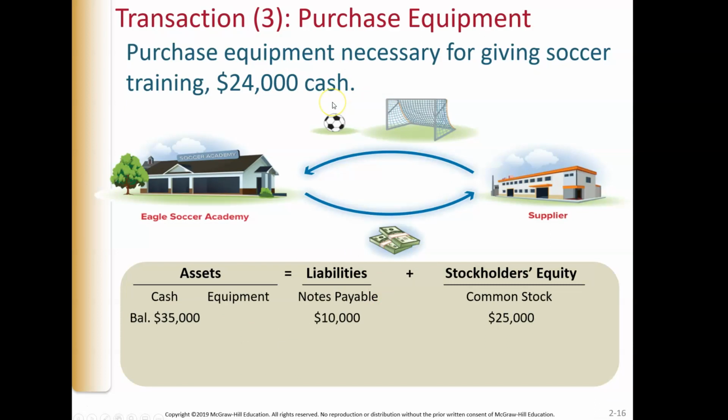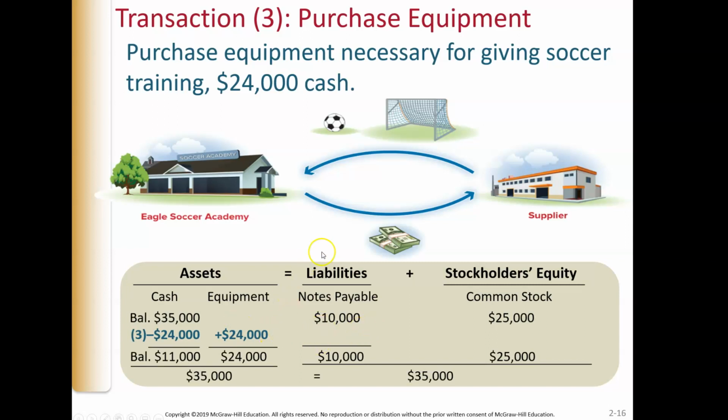We purchased equipment necessary for giving soccer training for 24,000 in cash. Again, what's one account affected by this transaction? Cash is one of them. Well, did cash go up or down? If the company's paying $24,000 in cash, it must have gone down. So minus 24,000. They're getting equipment, which is another asset, so that goes up by 24,000.